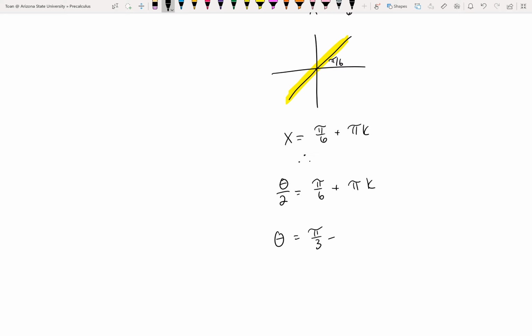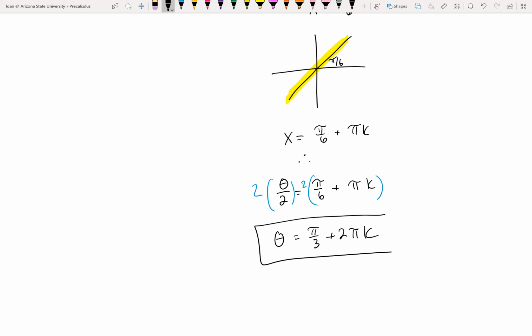So theta equals, if I multiply everything by 2, I'll show my work, that is pi thirds plus 2 pi k. There we go. We solved it.